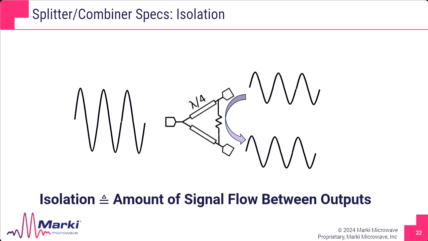And lastly, we come to isolation. Now, isolation measures how effectively a power divider can prevent signal leakage between these two output ports. And nearly all applications, not all, but nearly all applications want high isolation, particularly phased array systems. Because in a phased array, the isolation here describes the power divider's ability to absorb out of phase signals.